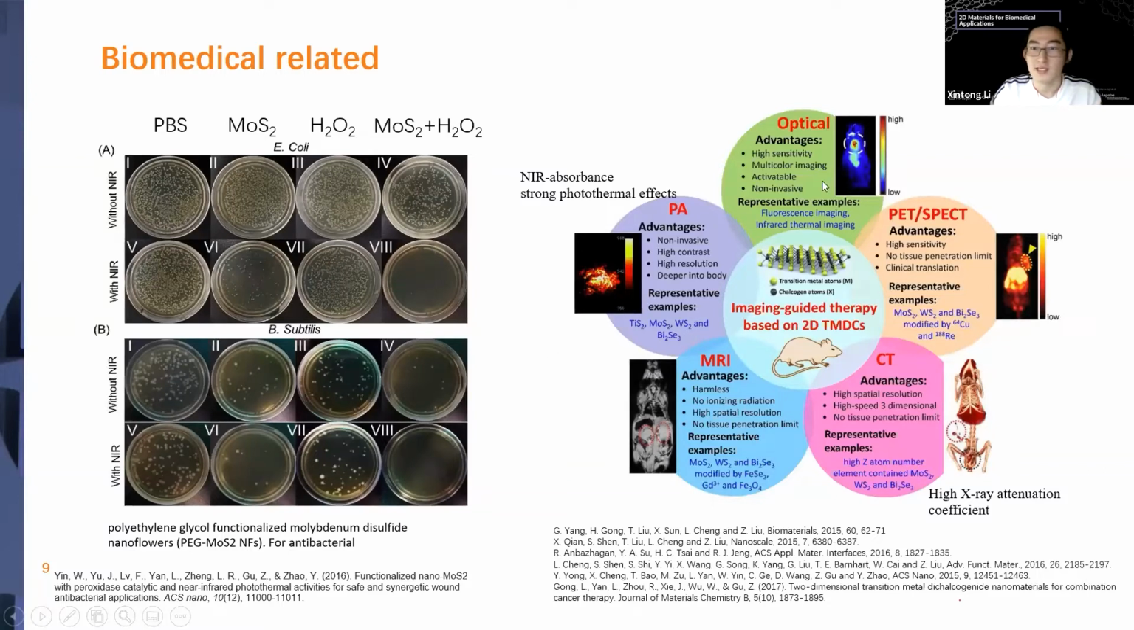And on the right, it shows a summary of some of the biomedical imaging methods that utilize different properties of the 2D TMD. For example, in this work, where they used, I think, photoacoustic tomography, they used the near infrared absorbance and the strong photothermal effects of TMD. And in here, CT, they use the high X-ray attenuation coefficient of TMD. So if you want to know more about it, maybe these references will be a very good place to start.